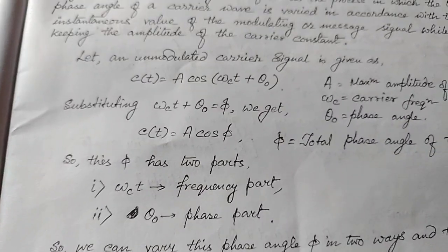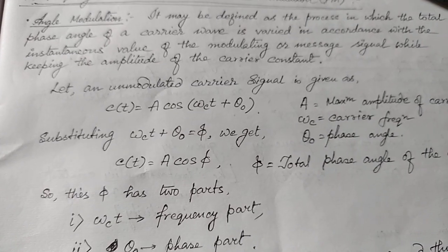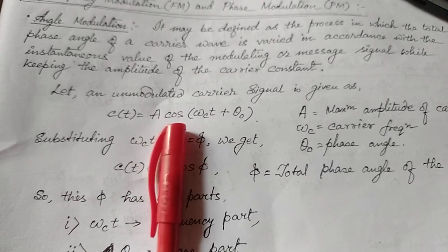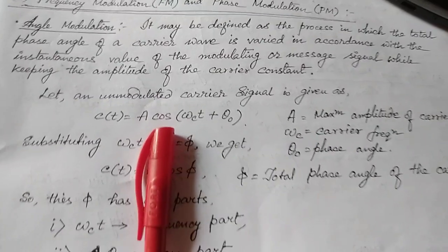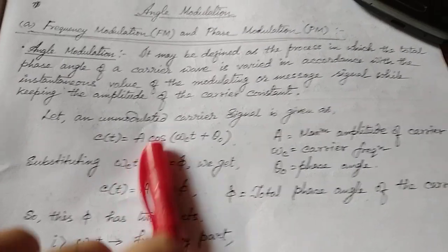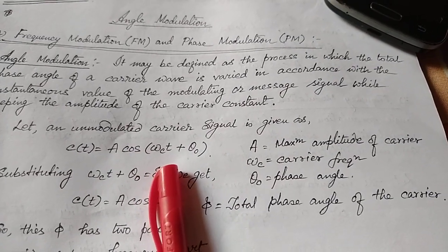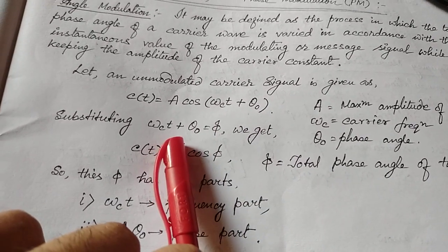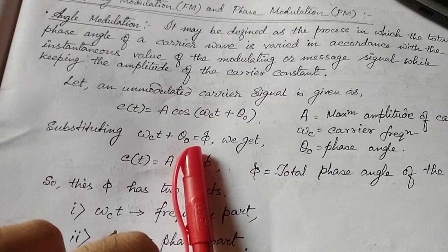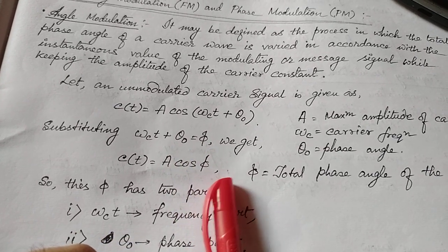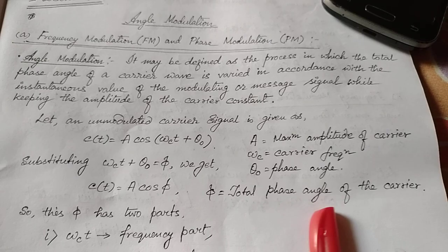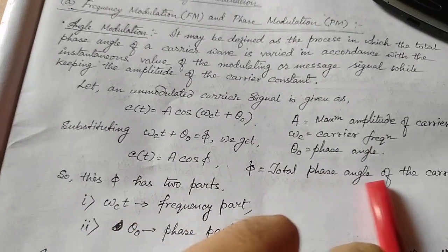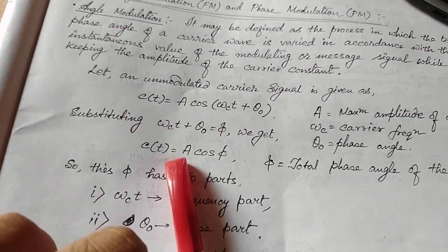So going for the expressions, let us consider the carrier signal given as c(t) equals A cos(omega_c t plus theta_0). What is theta_0? Theta_0 is my phase angle, omega_c is the carrier frequency, and the maximum amplitude of the carrier is A. Now if we substitute omega_c t plus theta_0 equals phi, then we get A cos phi, where phi is the total phase angle. So if I want angle modulation, we need to modulate that phi keeping A constant.